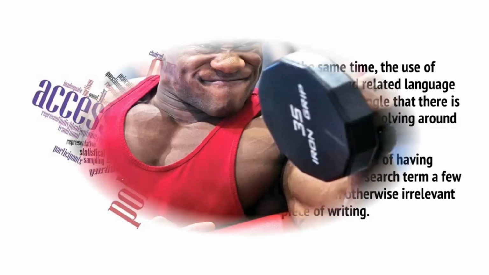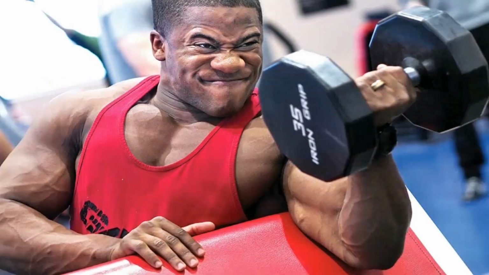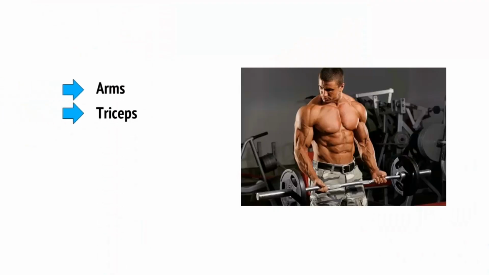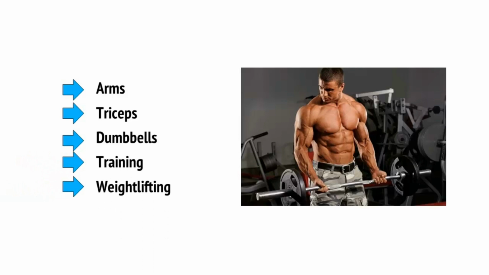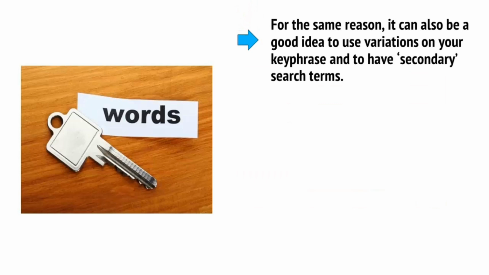It's not just a case of having mentioned the search term a few times in an otherwise irrelevant piece of writing. So, if you're writing about bicep workouts, then you need to make sure to include lots of related language like arms, triceps, dumbbells, training, weightlifting, etc. Doing this will confirm the subject matter of your site and will look a lot more natural and useful than if you just use the phrase. And for the same reason, it can also be a good idea to use variations on your key phrase and to have secondary search terms.